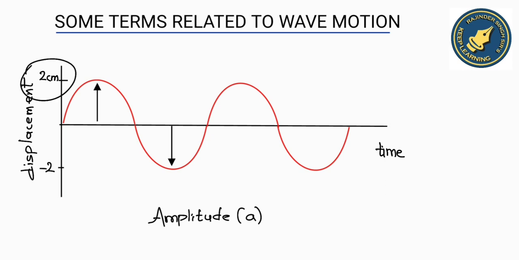Tell me. 2 centimeters. Perfect. Down also -2. Minus means it is going down, so it is not that maths wala -2. Both the sides it is going 2 units up and 2 units down. This is called amplitude. Its SI unit is meter.